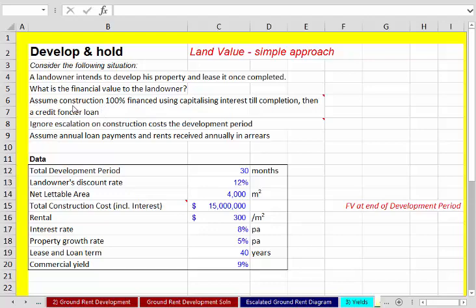Okay, now the assumptions we're going to make. We're going to assume that construction is 100% financed using capitalised interest. Now, capitalised interest is something we're going to be looking at when we talk about development in the next module, so we don't need to worry about it too much there.